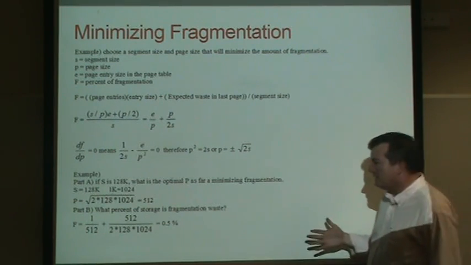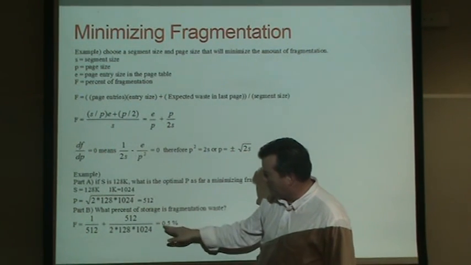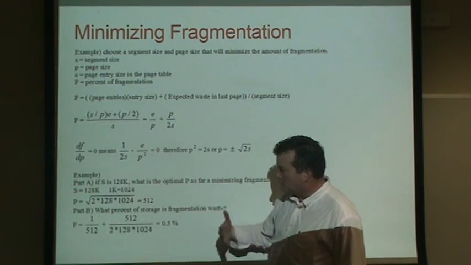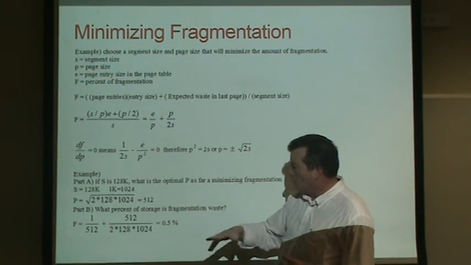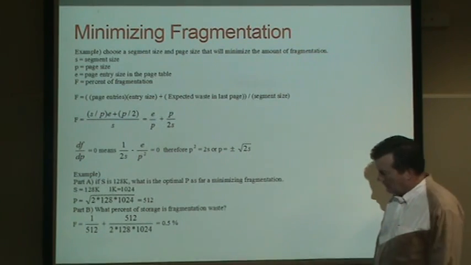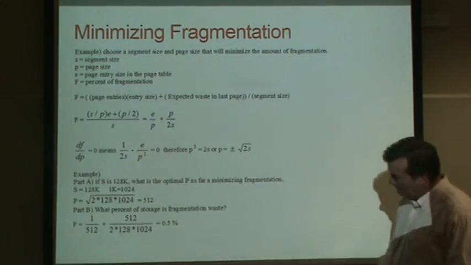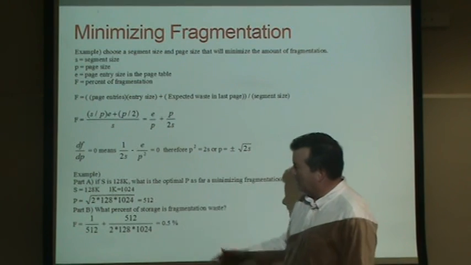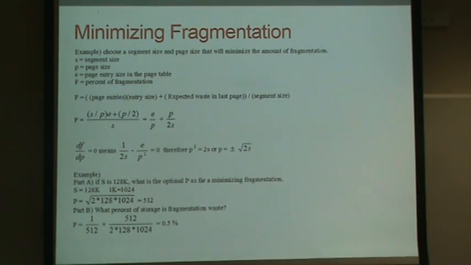So in a case like this, maybe 0.5% of the storage needed to run your program was spent implementing virtual memory. So that wouldn't be too big. Other page sizes could make this go up a lot higher. So, okay.